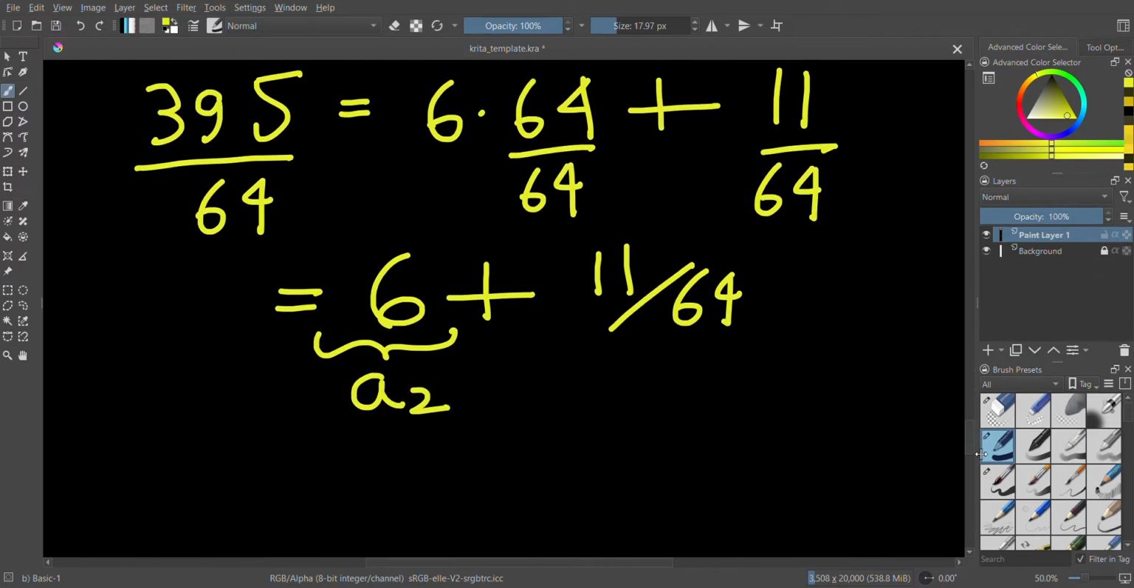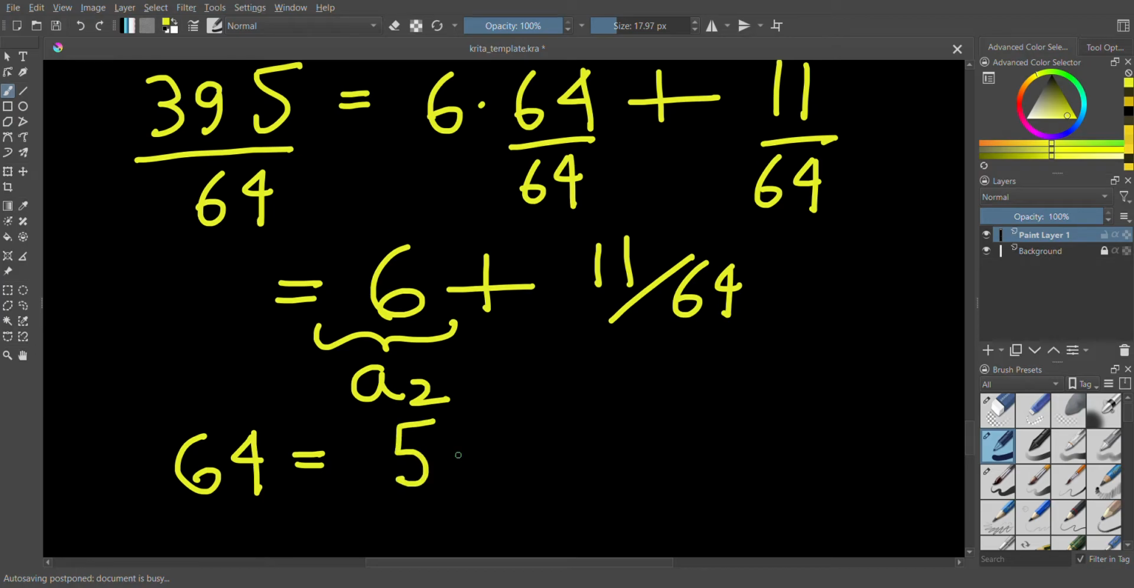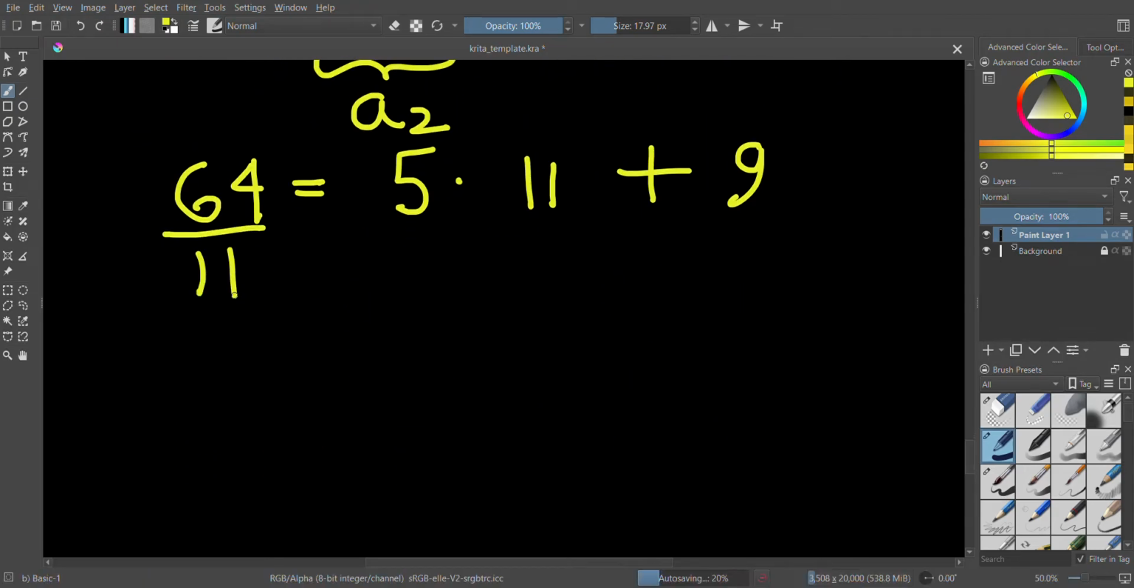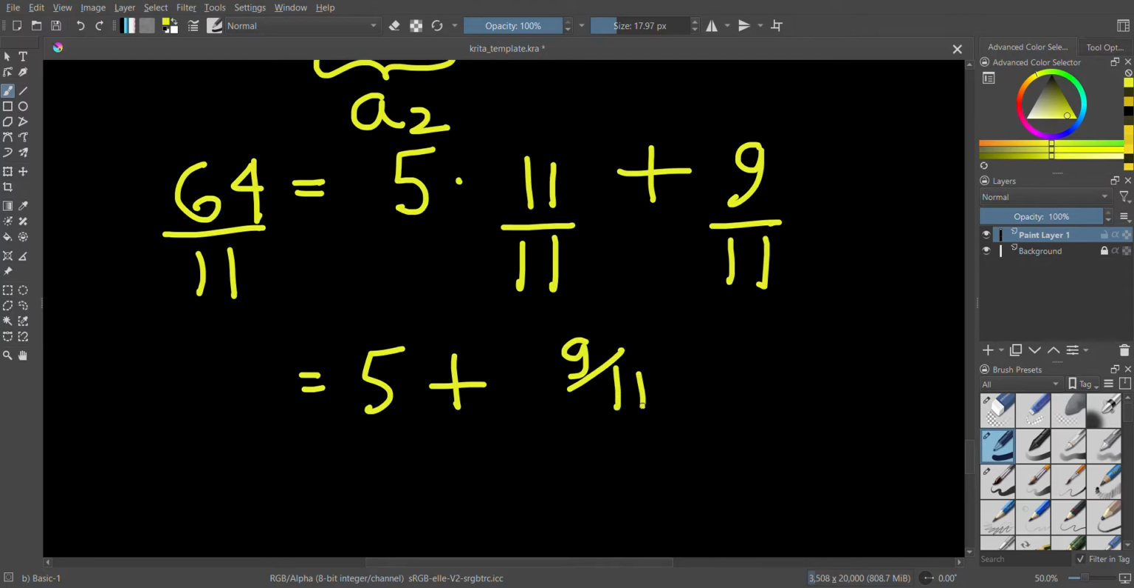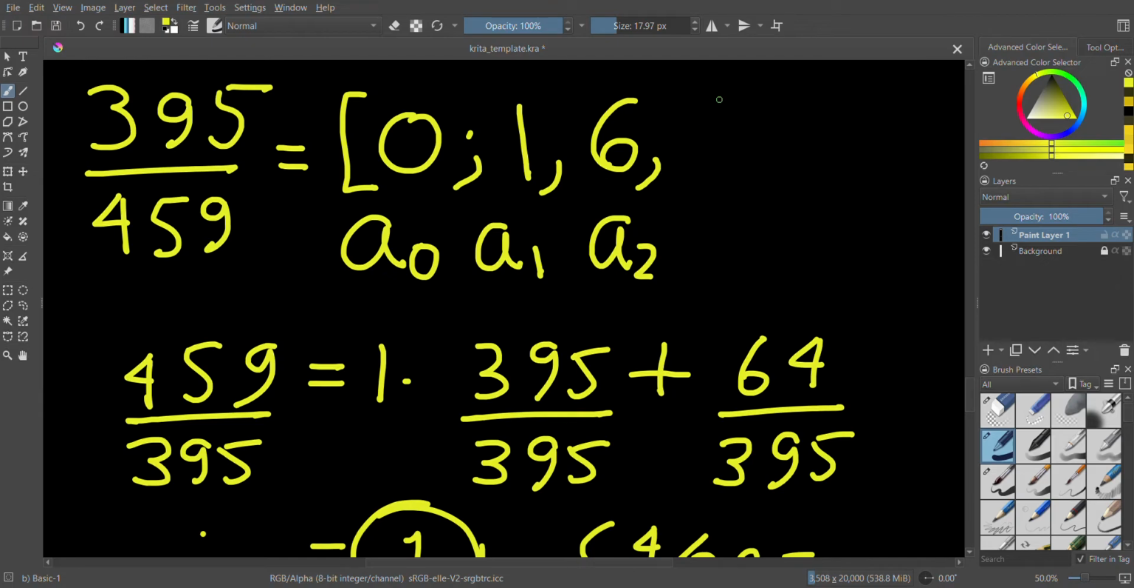All right, so the next equation in the sequence was 64 is equal to 5 times 11 plus 9, which we divide by 11. And this equals 5 plus 9 over 11. And this is our a sub 3 right here. So it's 5. Go up here and write it out, 5. This is a sub 3.